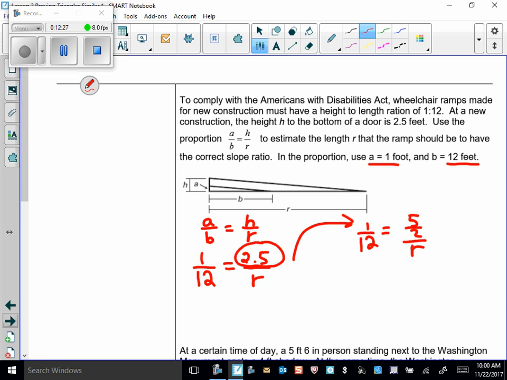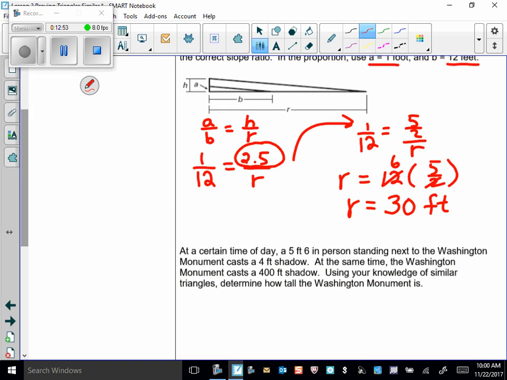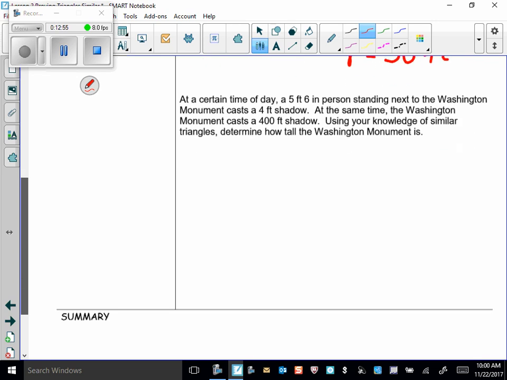So now it's easy for me to cross multiply. So I can get r equals 12 times 5 halves, and of course that cancels with that and gives me 6. So that means the length of that ramp has to be at least 30 feet. It has to be 30 feet long for it to meet the ADA requirement. All right, real life problem there. When would I ever use this in real life? Right there.